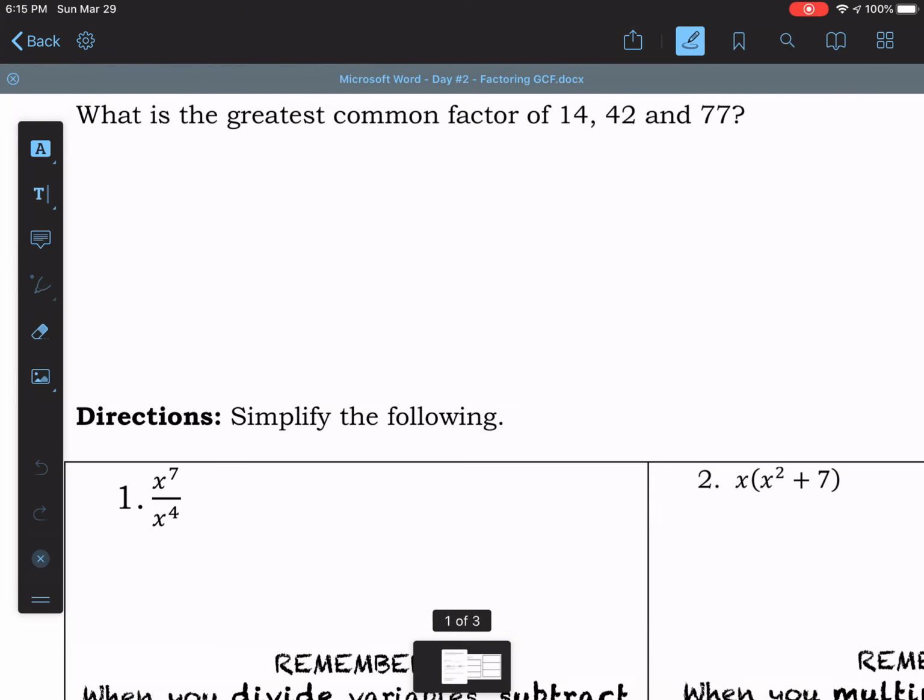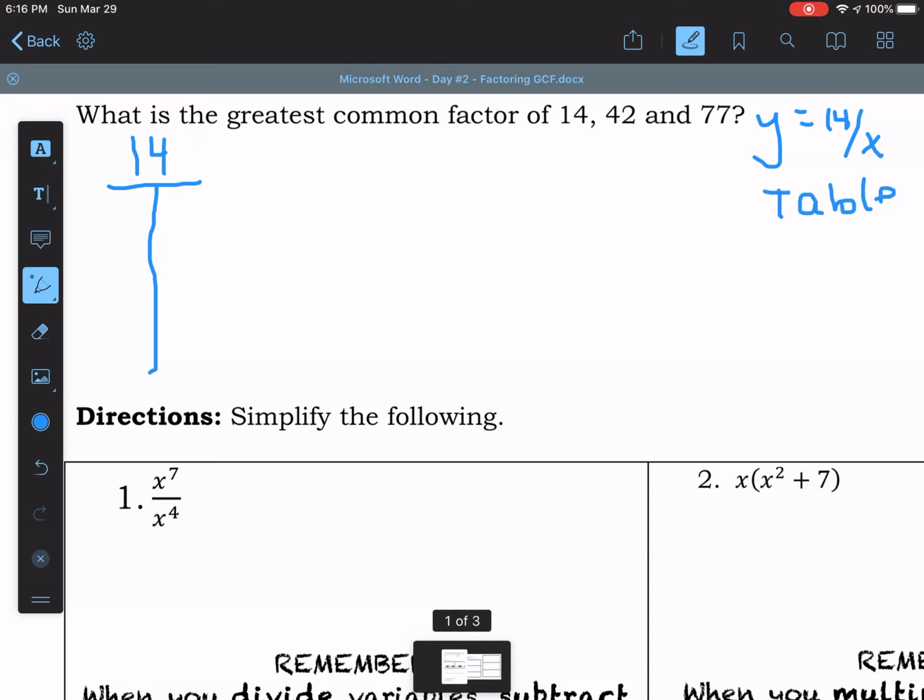Okay, the first thing we're going to do is list our factors of 14. Now, on the graphing calculator, and I remember I posted the links to the online graphing calculators, what you can do to get your list of factors is go into the y equals and type in 14 divided by x. Then you'll go into the table and start at x equals 1. Then you're going to just look and see where you have whole numbers in your table. You're going to just keep going. You're not going to write down any decimals. You're just going to write down the whole numbers.